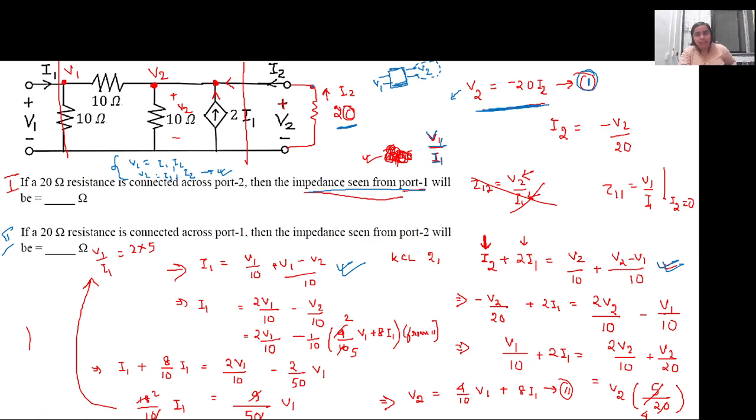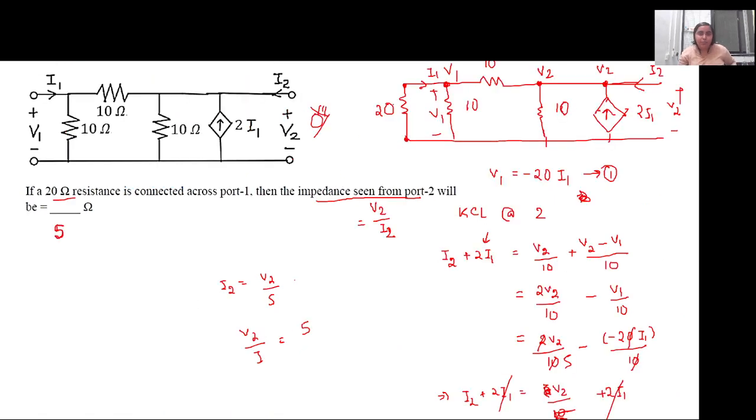In the second case, it is exactly the same, the only change is that at the input port this 20 ohm resistance is connected, so we get this additional condition V1 equal to minus 20 into I1. Now on application of KCL at node 2, we automatically get rid of both V1 and I1. We did not have to write the KCL at node 1, because at node 2 itself both I1 and V1 get omitted, and we end up with an equation in V2 and I2, whose ratio comes out to be 5, which is the impedance as seen from port 2.